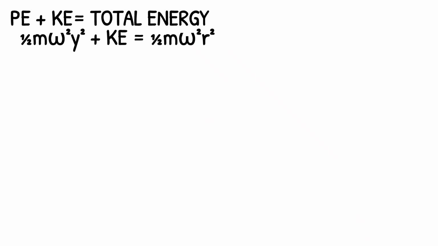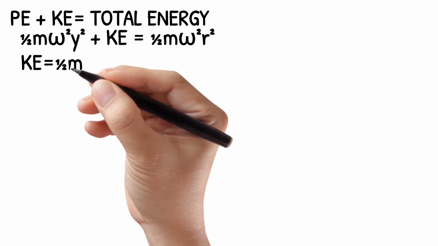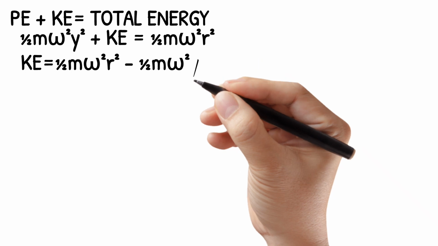And the PE at any time, we just know that it's half m omega square y square. But the KE is what we don't know. So we just have to make the KE subject of the formula. We find out that KE is equal to half m omega square r square minus half m omega square y square.